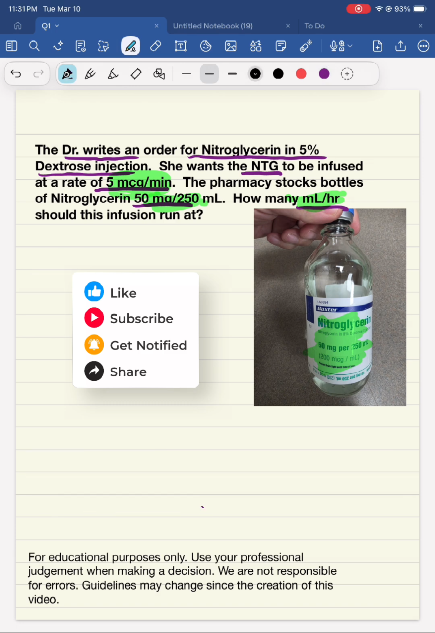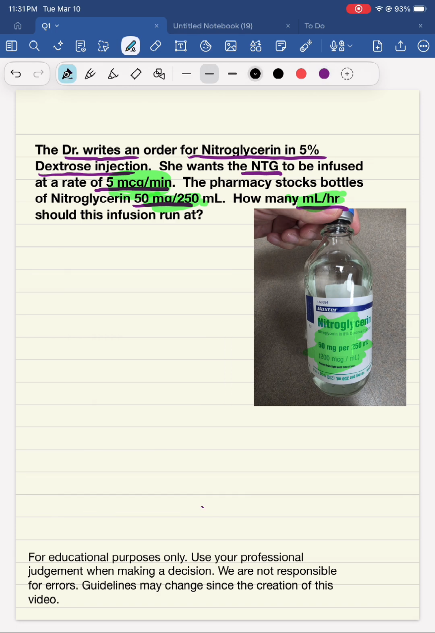So let's start the next example. There are a couple ways to set up the ratio. I'll show you a couple ways to do it. And at the end, I'm going to show you a trick. So to set up the ratio, take a look. The bottle will say 200 mics per ml. In real life, the label will give you the units that the dose is in. So we have 200 mics per ml. So we need 5 mics per minute.